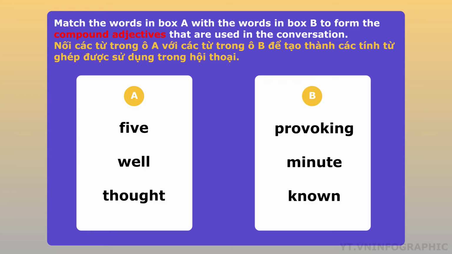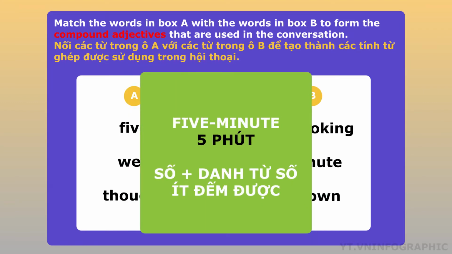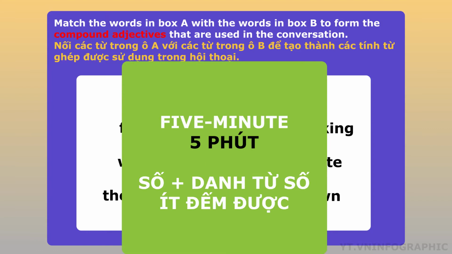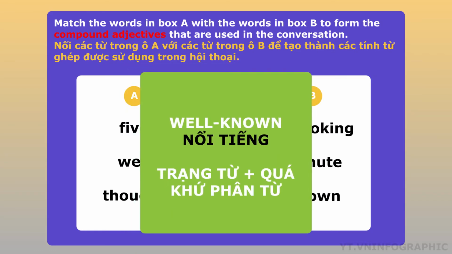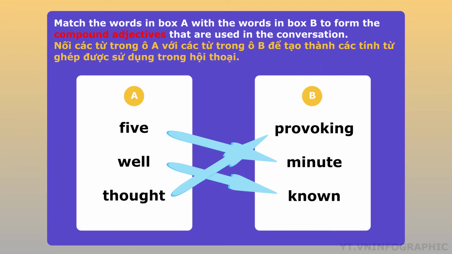Match the words in box A with the words in box B to form the compound adjectives that are used in the conversation. A: 5, well, thought. B: provoking, minute, known. Answers: 5-minute, well-known, thought-provoking.